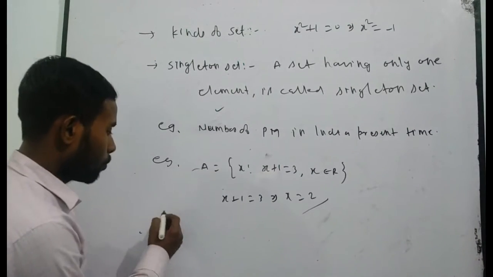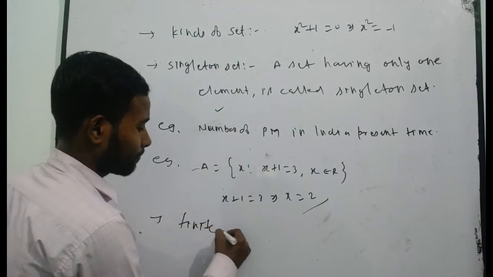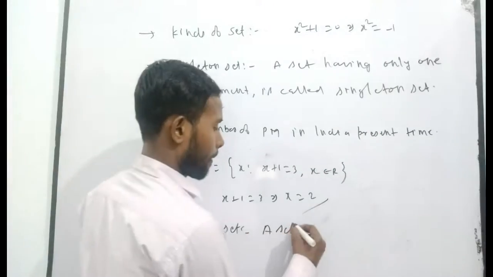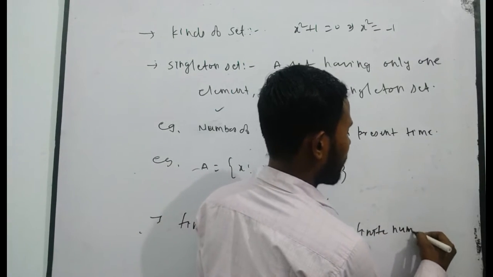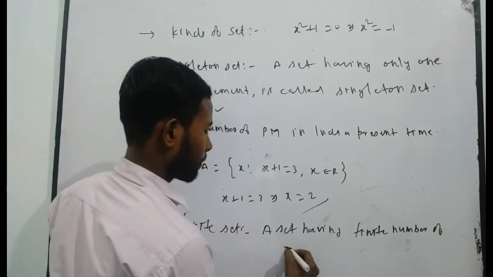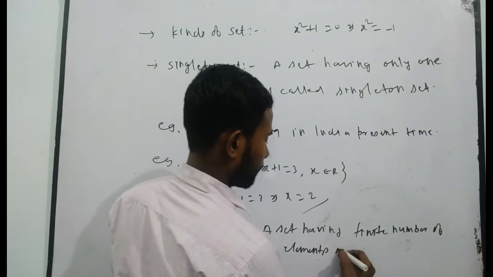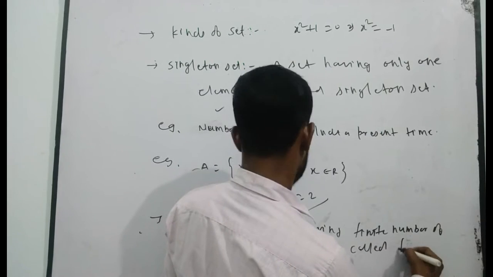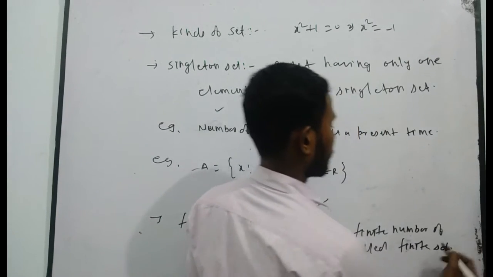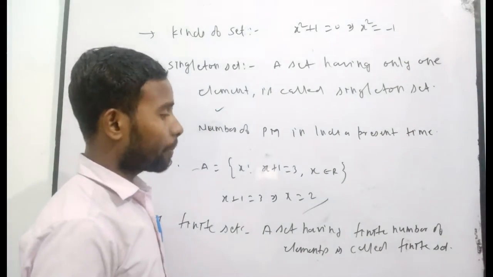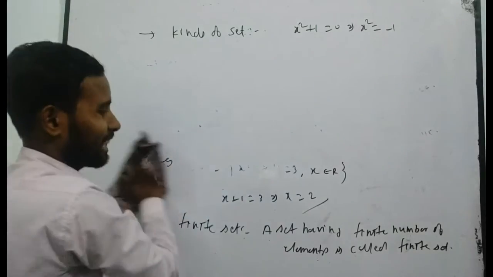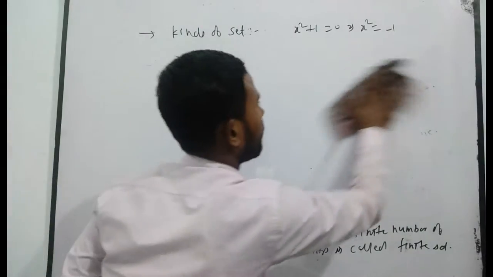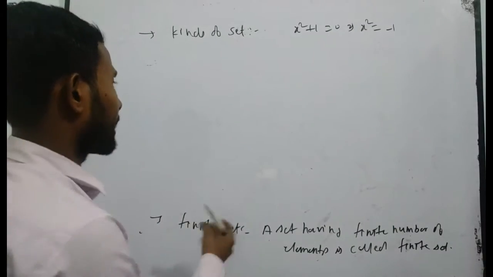After singleton set, we will discuss finite set. A set having finite number of elements is called finite set. You can take your mentioned example, but still I will write another example for finite set. All these are clear from the definition of the contained word. Now I want an example of finite set.